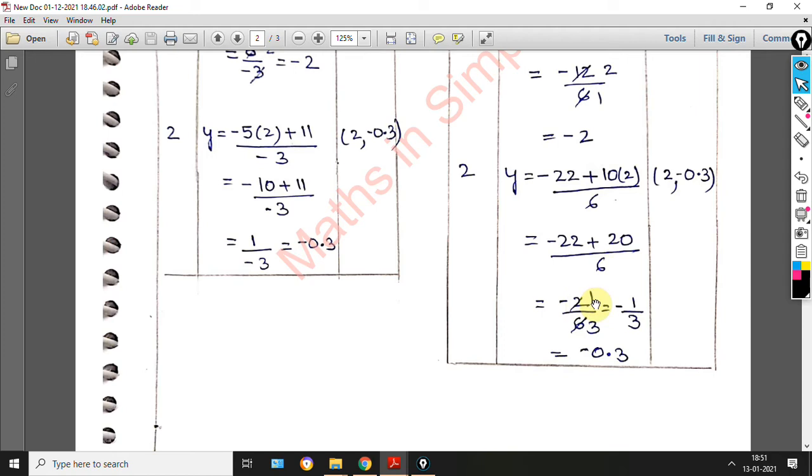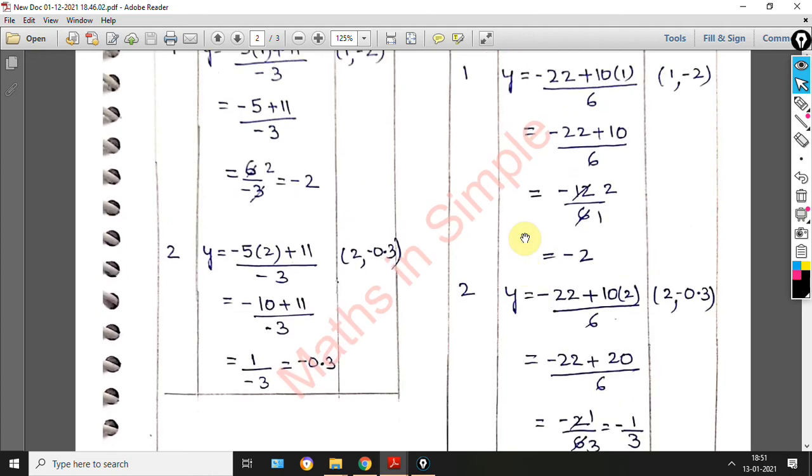Next, what we are doing? 2 ones are 2, 2 threes are 6. We are cancelling it. So we are writing equal to, next minus is there, we are writing minus as it is. 1 by 3 is there, so 1 divided by 3. Minus is there, we are writing as it is. When we divide 1 by 3, we will get 0.3. So we are writing x value is 2, y value is minus 0.3. So minus 0.3 we got.